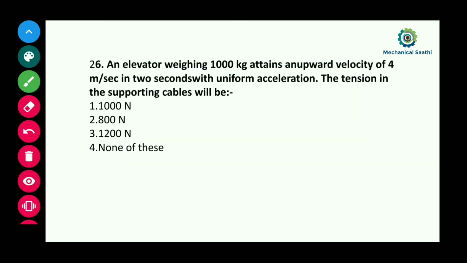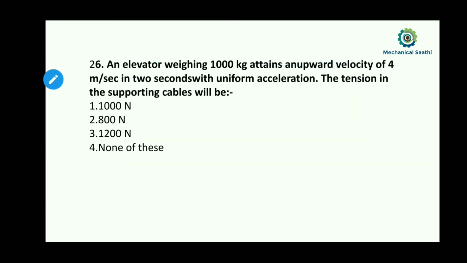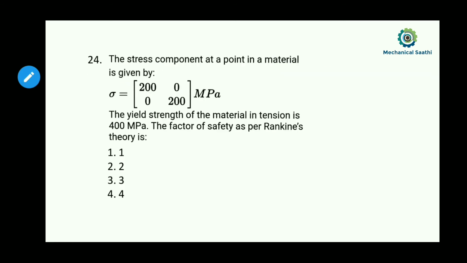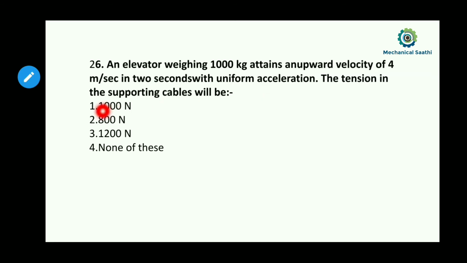Okay, so seeing the options over here, it is given as 1000, 800, 1200, and none of these. So 12,000 is not available in the options, so we have to take option number 4, none of these, as the answer. Okay, so for question number 26, option number 4 will be the correct answer.